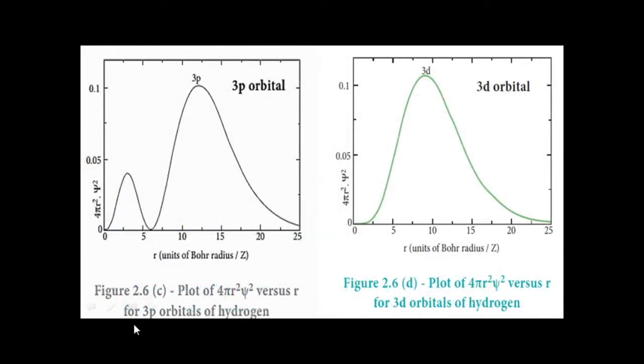Then we are going to calculate for the 3p and 3d orbitals. For 3p and 3d orbitals, how many nodes? N minus L minus 1. What is the n value? For the 3p orbital, n is 3. What is the L value? 1. So 3 minus 1 minus 1 is 1. Sorry, 3 minus 2. So only 1 node.